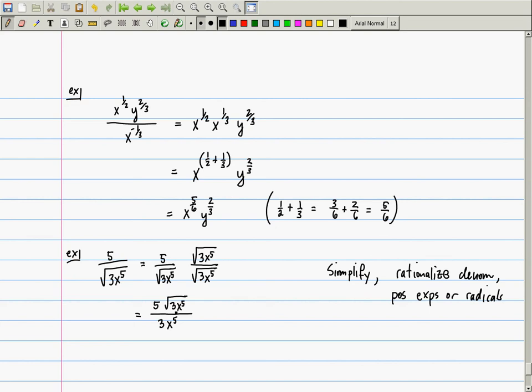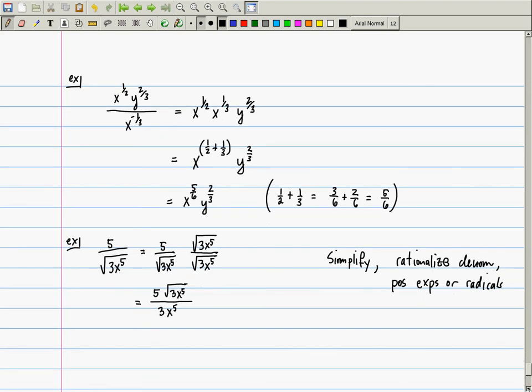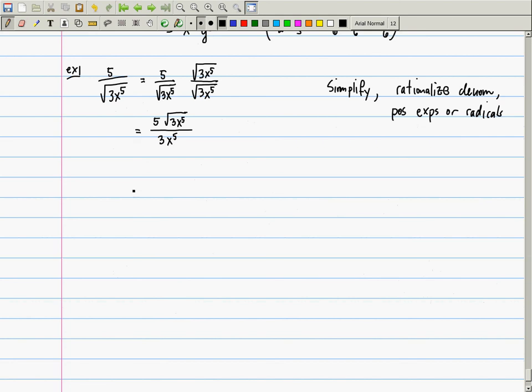5th. Okay, but now, this isn't simple because now x is in the numerator and the denominator. So we need to handle that. So the numerator can be rewritten as 5 square root 3 and then x to what fractional exponent? 5 over 2, right? So I'll write it like this. The square root of x to the 5, that's fractional exponent 5 over 2.